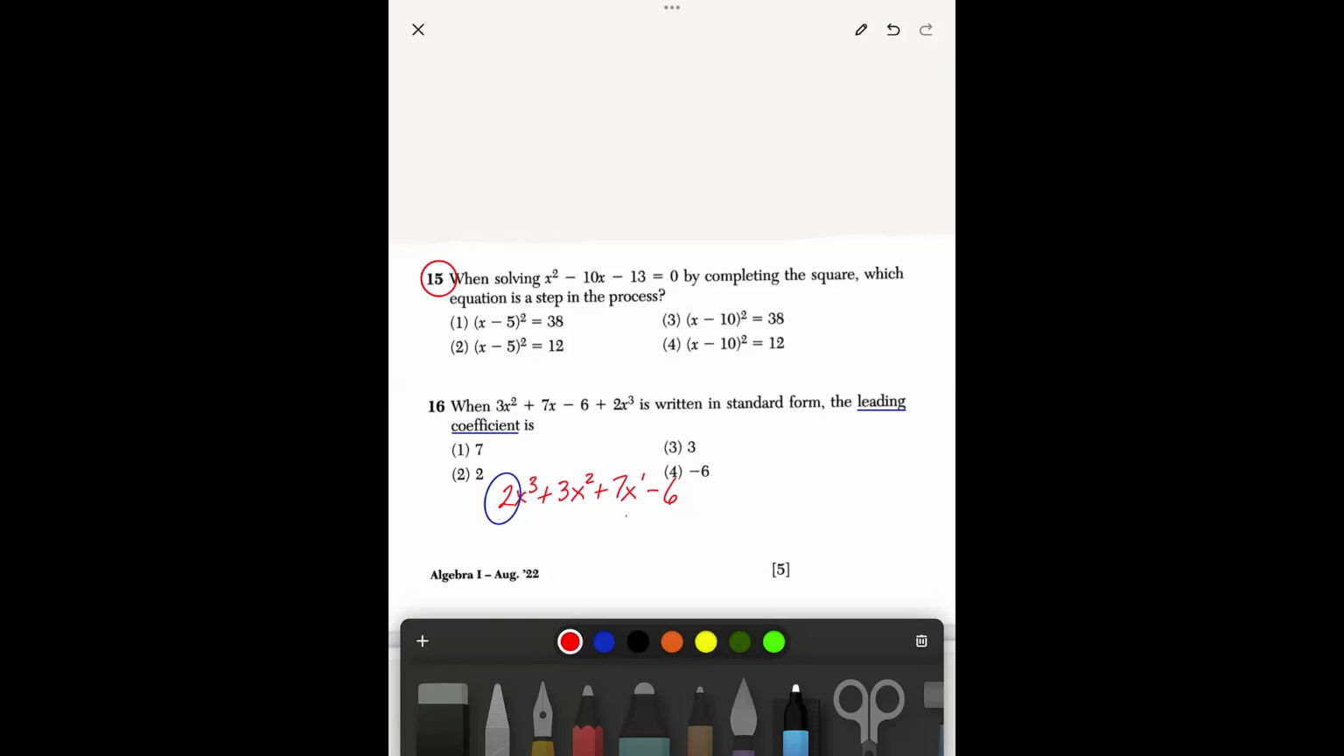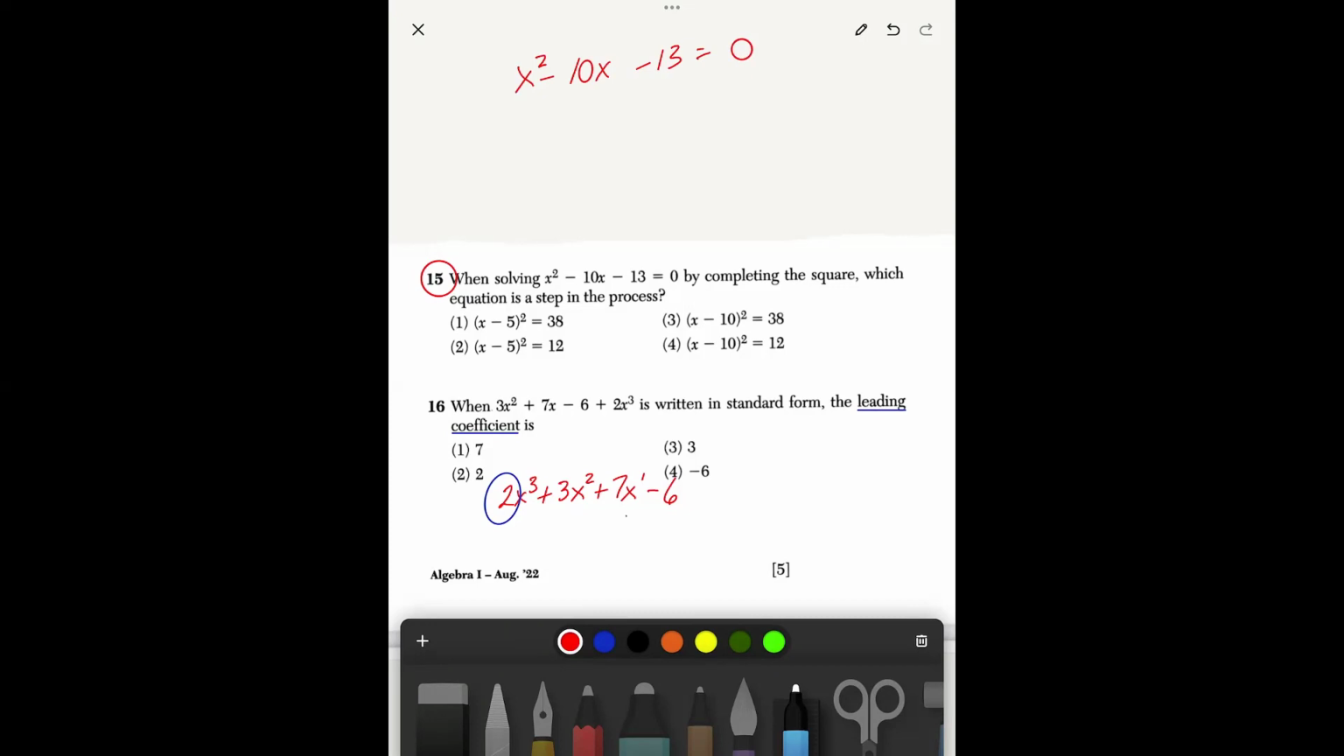Even if you don't know how to complete the square, you can graph this, find the solution, and then go to each of the answer choices and also graph those and see which one has the same solution. That's another way you can do this. But I'm going to show completing the square. Completing the square is basically a way to solve quadratics by figuring out what a perfect trinomial is.